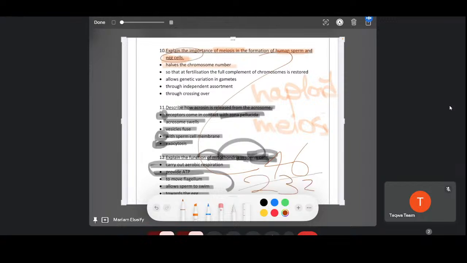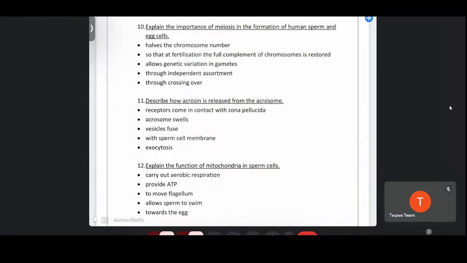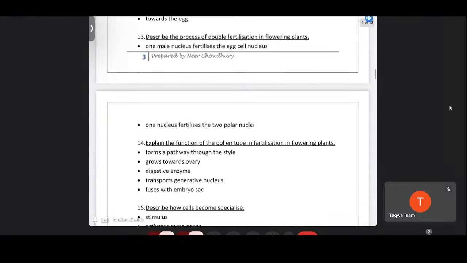Half. So that at fertilization, the full complement of chromosomes is restored. Chromosomes from one parent and chromosomes from the other parent, 23 plus 23 makes 46. It allows genetic variation in gametes, which we said earlier, through independent assortment, which we said also earlier, and through crossing over, which we also said earlier. Make sure that it's very important to memorize these things. Question number 13 is very small, but it comes a lot.